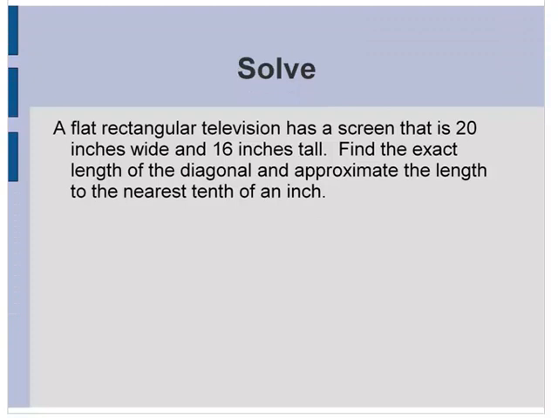All right, finishing off with an application. A flat rectangular television has a screen that is 20 inches wide and 16 inches tall. Find the exact length of the diagonal and approximate the length to the nearest tenth of an inch.